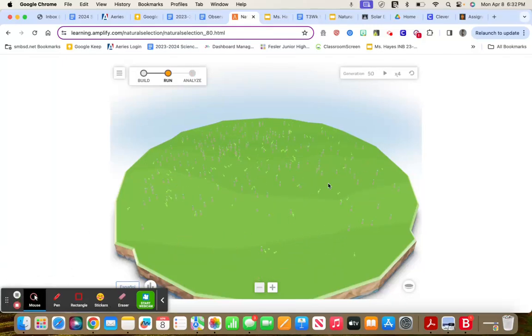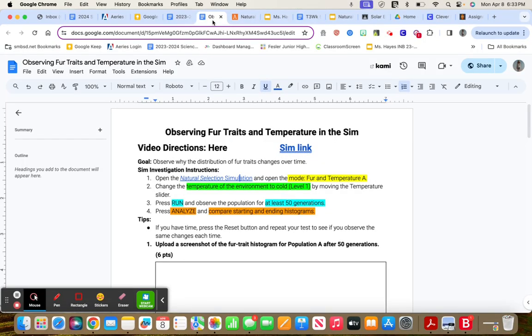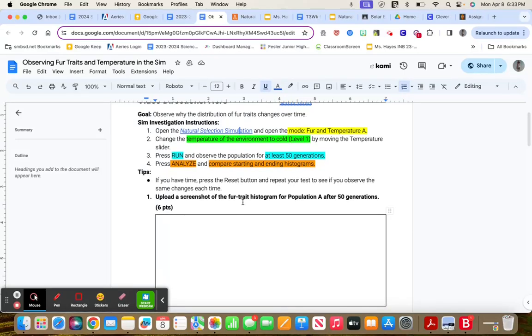All right, I paused the video and just fast forward to the point where I'm at generation 50. If you go past 50, it's no big deal. So just get to somewhere around 50 and it'll be fine. So now we're going to press analyze. If you have time, press the repeat and see it. You can observe it again.